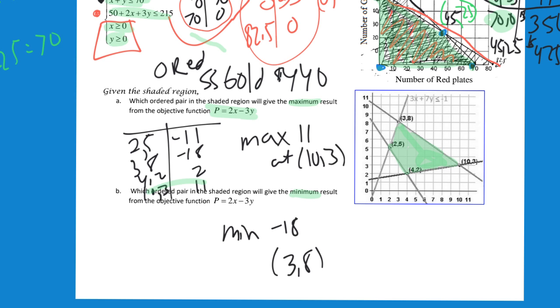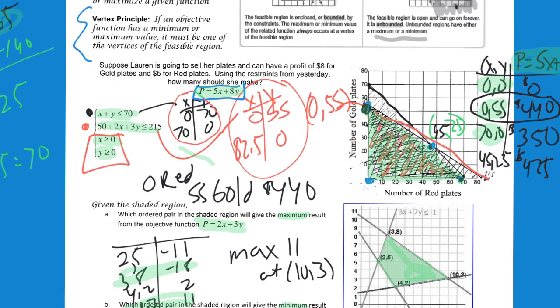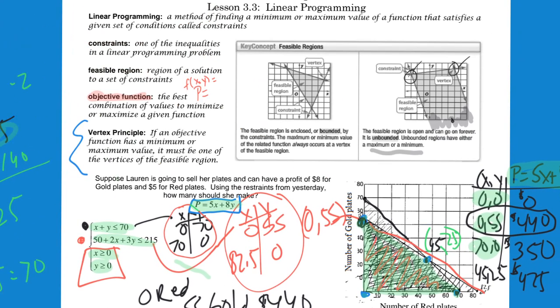So the maximum output is 11, and it occurs at the point (10, 3). The minimum of the objective function is -18, and that occurs at (3, 8). And so we're looking to say, how can we find the max and the min, although there's a lot of values shaded? And I think the big thing I would say for you guys would be, as long as it's bounded, the max and the min will be at vertices.